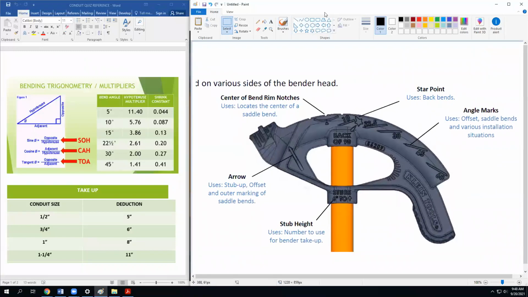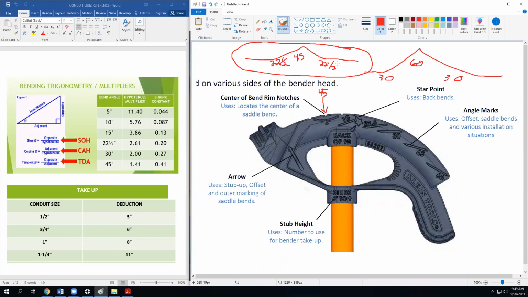So what I just did was, this rim notch here is for a 45. So you would use a 45 for the middle bend and 22 and a half over here and 22 and a half on this side. But since I was trying to do this with a 30, I did 60 in the middle and 30 on either side. But I'm going to change that. So you guys are going to use this setup for your bend.